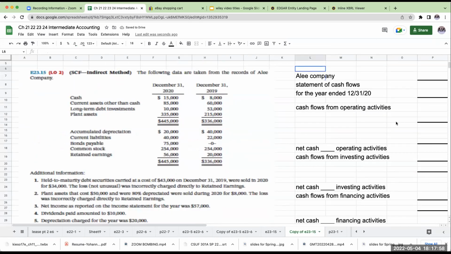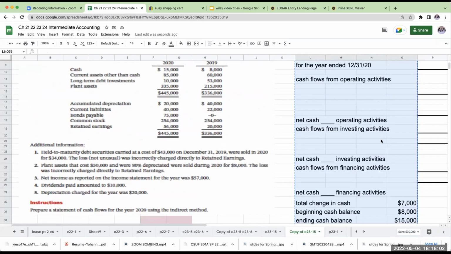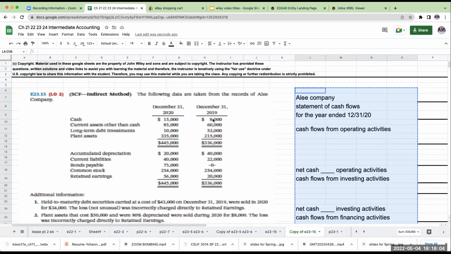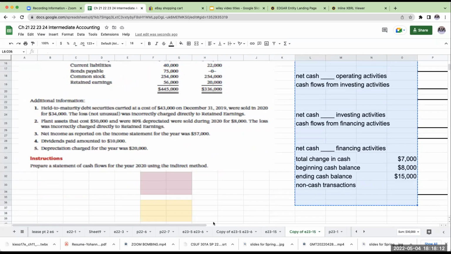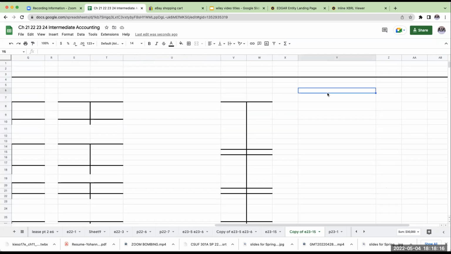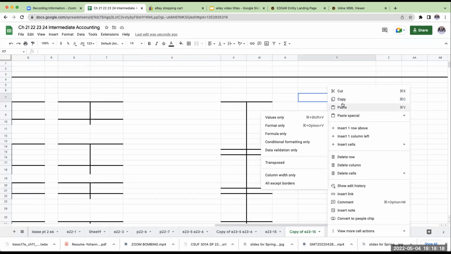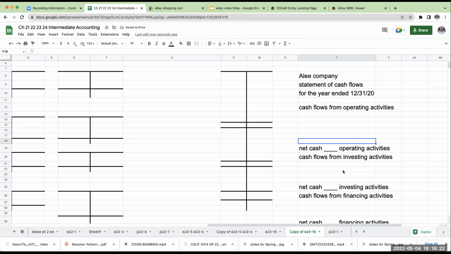So for this particular question, when we're doing a statement of cash flows, cash went from 8 to 15. We are pretty much always going to be given the answer. So that total change in cash was $7 grand. How did that change come about? That's really what we're trying to go through and figure out with this particular problem.